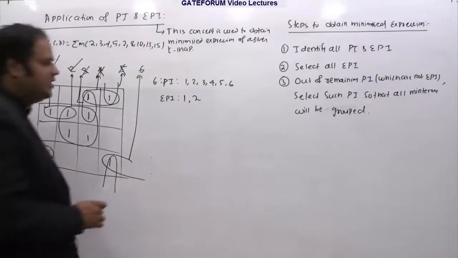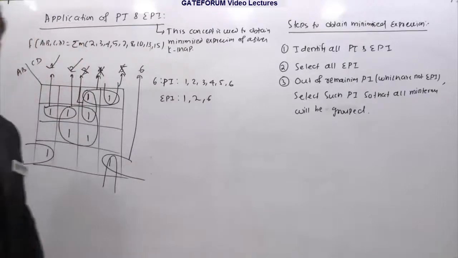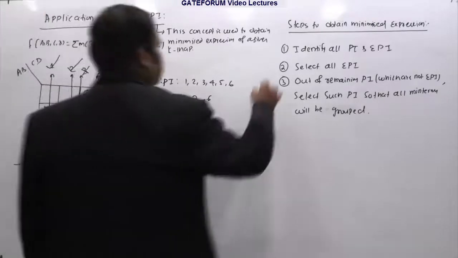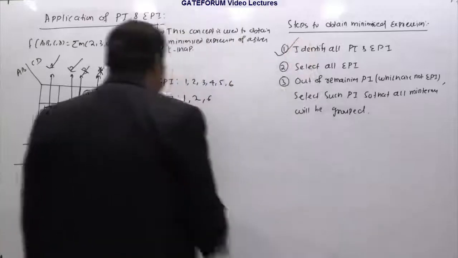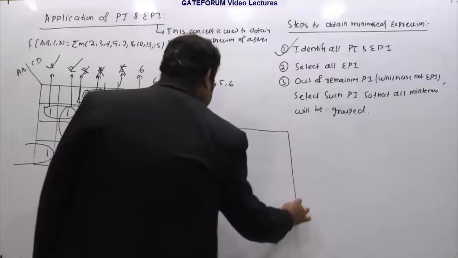So definitely this number 6 will be coming under the PIs. So the first step is over: identify all PIs and EPIs, which you have already done. Now let us go to step number 2.